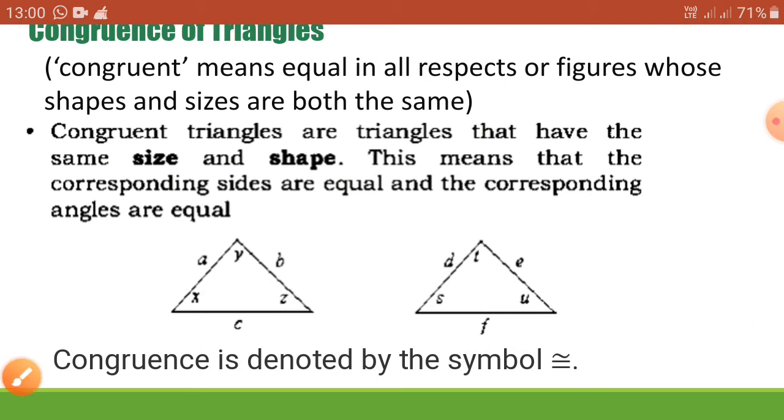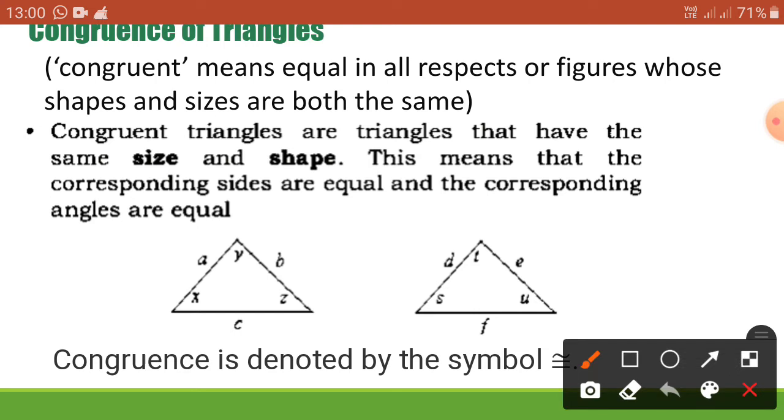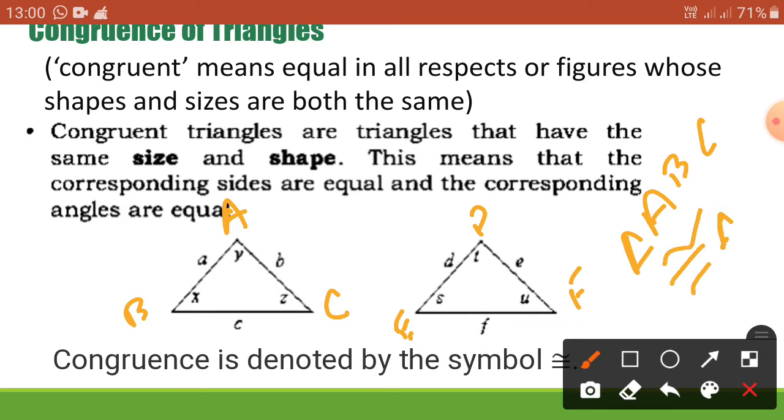Now the congruence is denoted by a symbol. Here it is the symbol. If I say that this triangle is ABC triangle and this triangle is DEF triangle, then you can write that triangle ABC is congruent to triangle DEF. You can use this symbol to clarify that these triangles are congruent.